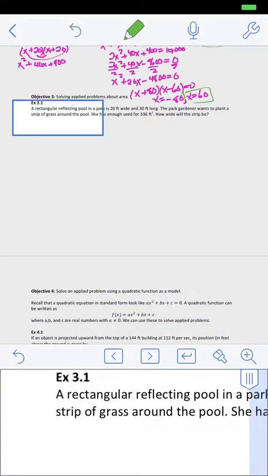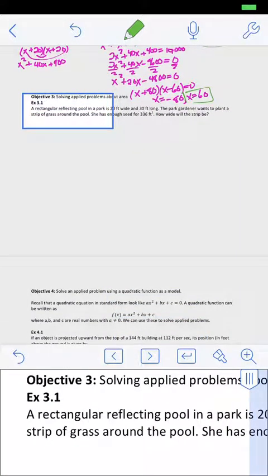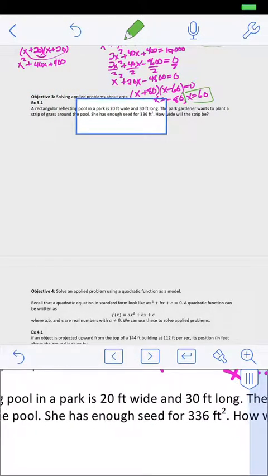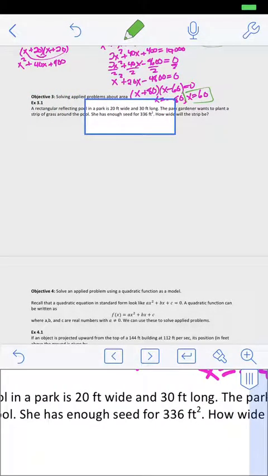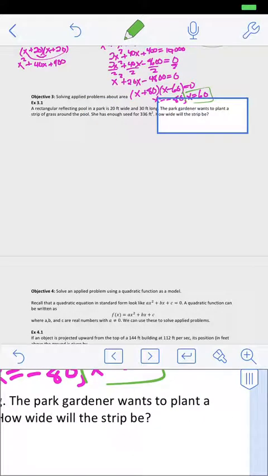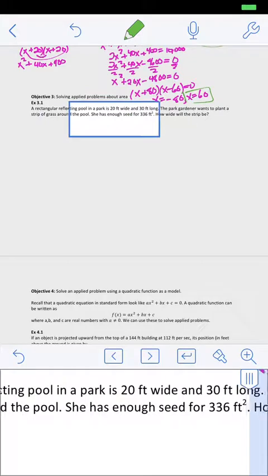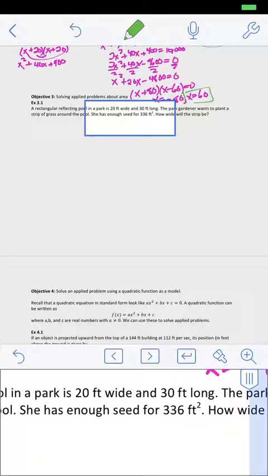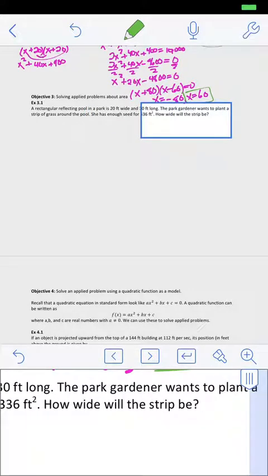Alright, let's try another one. This one's probably one of my favorite problems. A regular reflecting pool in a park is about just 20 feet by 30 feet, 20 feet wide by 30 feet long. The park gardener wants to plant a strip of grass around the pool. She has enough seed for 336 feet squared. How wide will the strip be?